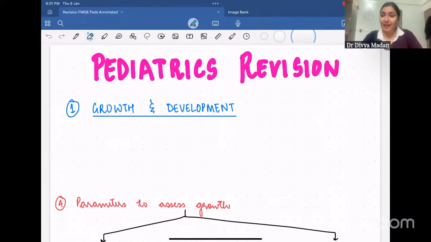So today we are starting with a 3 hours long pediatrics revision session for the upcoming FMG exam. I know that the session was supposed to be held at 5 p.m. and we are slightly behind on time because of some unfortunate circumstances. But without wasting any further time, let's begin, right? So if the audio and visual is clear, we can go ahead.